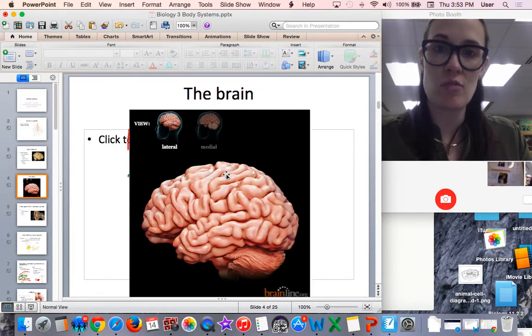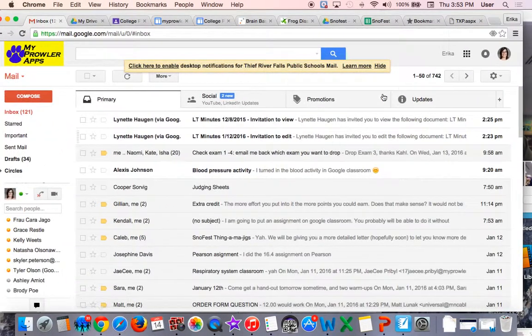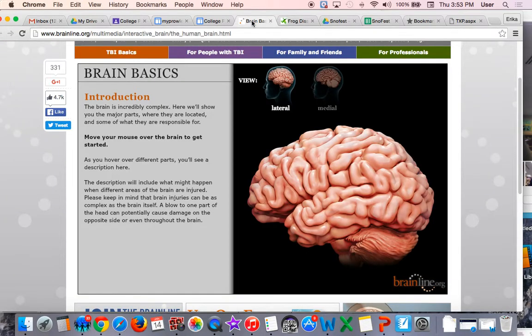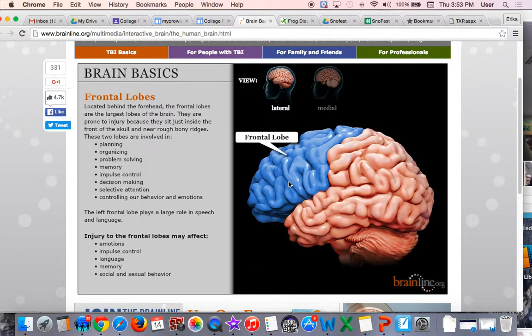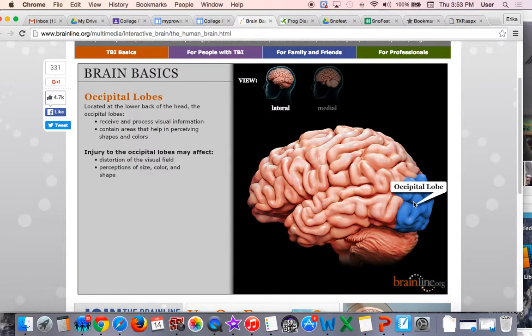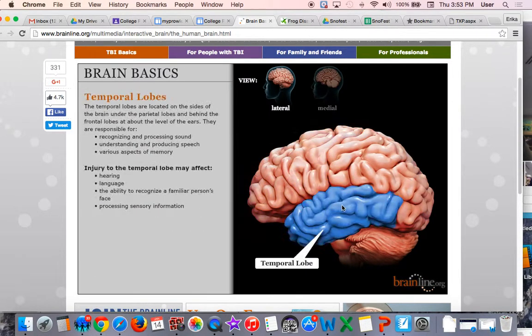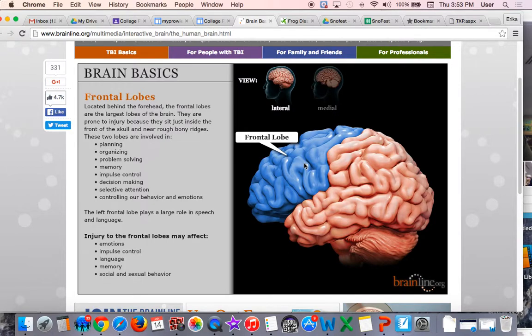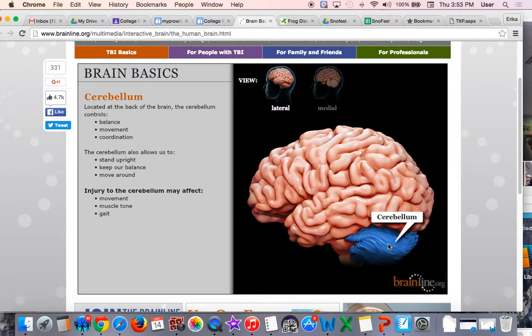So this is your brain. And if we click on this link here, I'll show you that there are different lobes of the brain: frontal, parietal, temporal, occipital. So this is all the lobes of the cerebrum. And your cerebellum is back here. This website's kind of fun because if you click on that part of the brain, it will tell you what that part of the brain is responsible for.